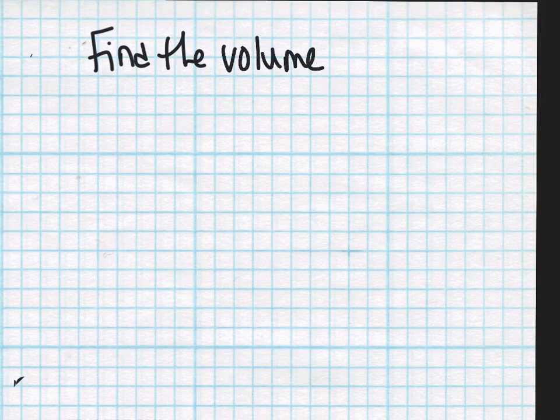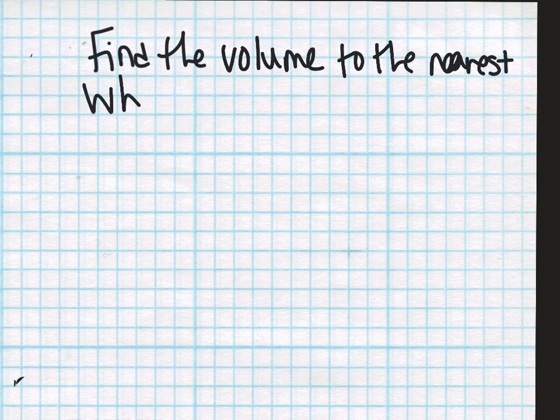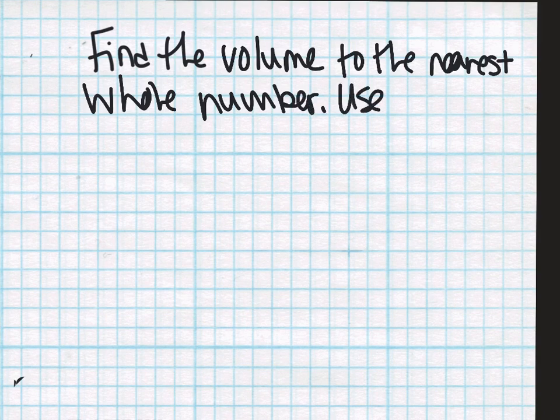Find the volume to the nearest whole number. Use pi equals 3.14. So if you don't have a calculator that does pi, you can type in 3.14, is what that means. Okay, so let's draw our diagram.